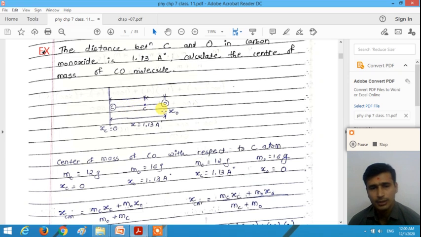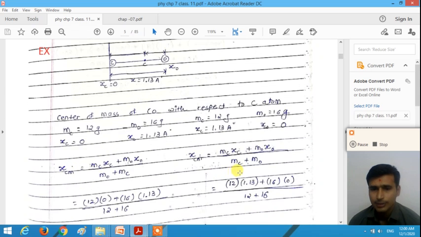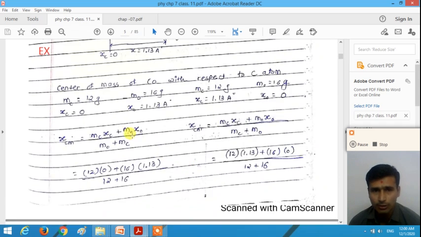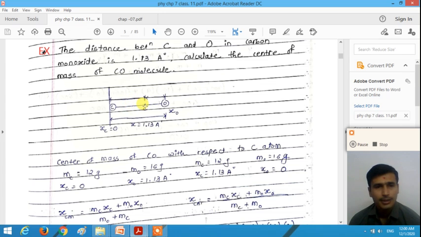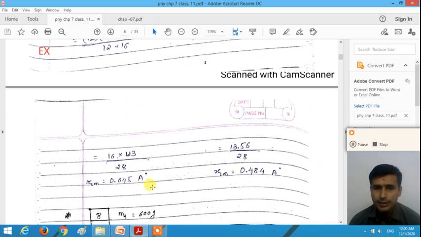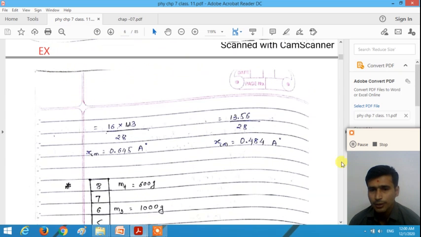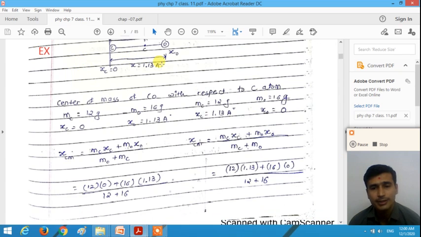Now from the oxygen atom, how can we calculate it? We take the oxygen at the origin, so we take xo equal to 0, the masses of the oxygen and carbon are the same, and xc is equal to 1.13 angstrom. If you put in the same formula and calculate xcm, you get 0.484 angstrom. So the location of the center of mass in the carbon monoxide CO molecule is 0.645 angstrom from the carbon atom and 0.484 angstrom from the oxygen atom.